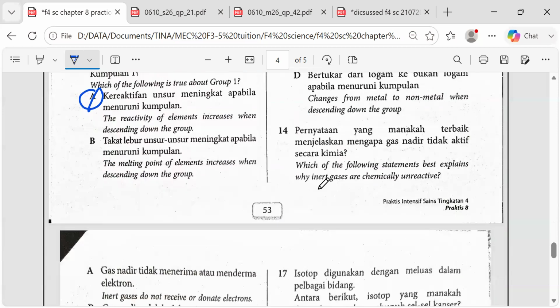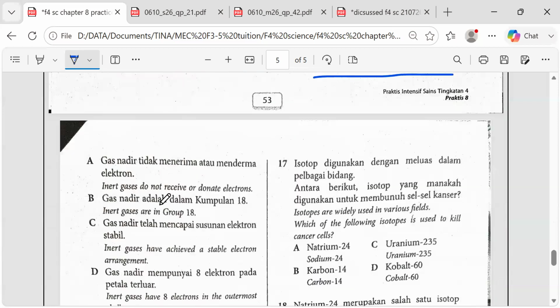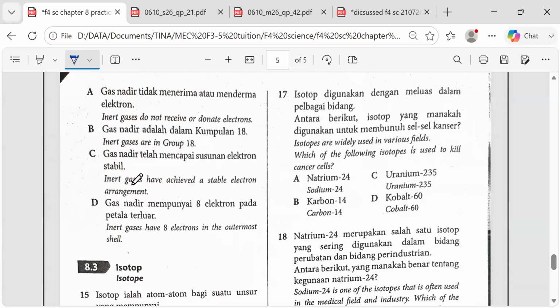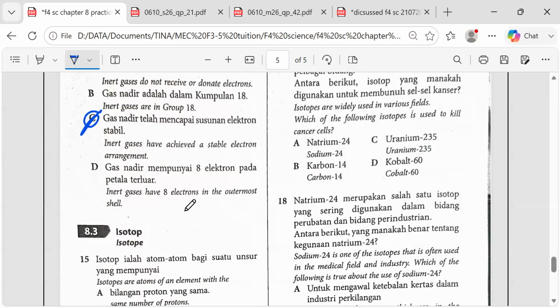Why are inert gases chemically unreactive? Because they have a stable electron arrangement. They don't all have that. Helium is only two. This is called a duplet. Neon and argon are 2.8 and 2.8.8. This is called octet. Okay, can you write this down? Neon and argon is 2.8 and 2.8.8. That is octet. But helium is just two. That one is called duplet. Okay.